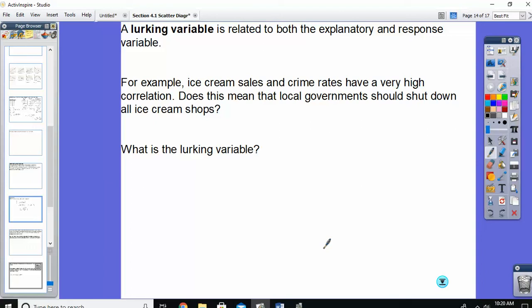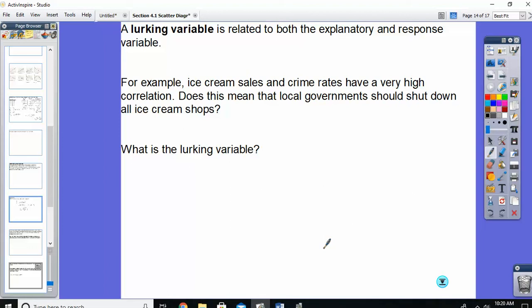For example, ice cream sales and crime rates have a very high correlation. When crime rates go up, ice cream sales go up. Does that mean that we should shut down the ice cream shops to make our crime rates go down? No. What might be a lurking variable there? Bucket Costa. Do you know that the hotter it is, the higher the crime rates are? And the hotter it is, wouldn't people be more likely to buy ice cream?